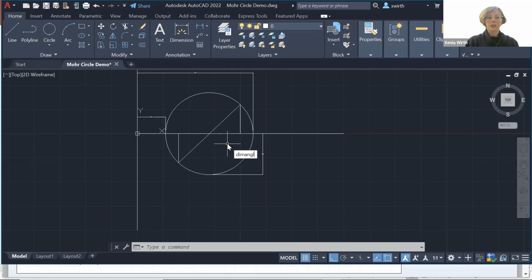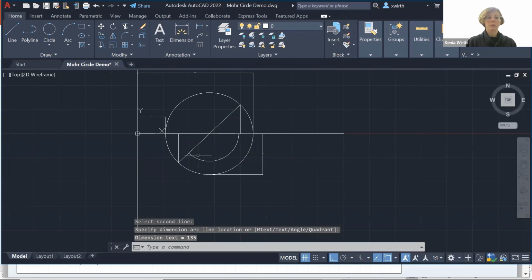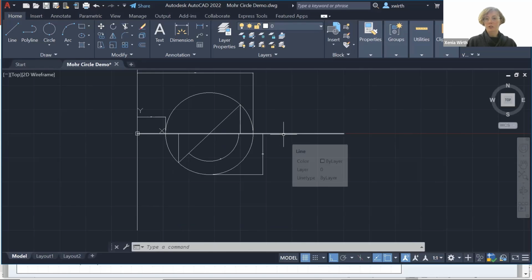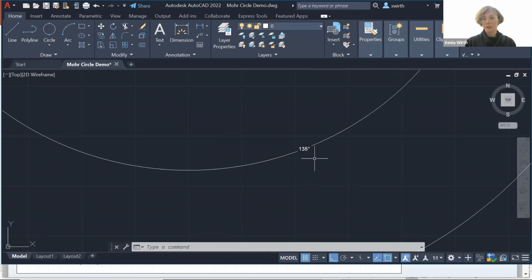I can use the dimension angle function to select first this initial line and this line. So I start with my initial data point here, my initial stress state, and I've rotated the body in such a way where I've hit the principal stress plane here, where the shear stresses are 0. And I see that that angle is 135 degrees.